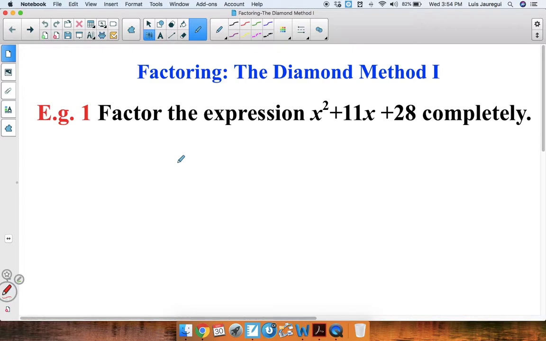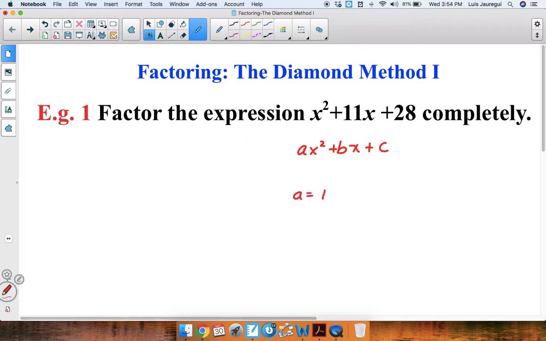Let's take a look at our first example. Factor the expression x squared plus 11x plus 28 completely. Notice that this expression is in the form a times x squared plus b times x plus c, where a is the coefficient of the quadratic term, b is the coefficient of the linear term, and c is your constant term. By matching, we can deduce the following.